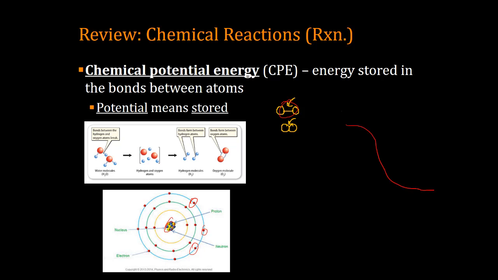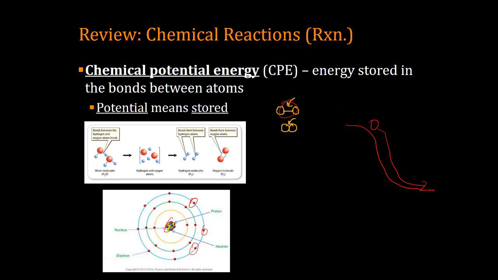Just like if there's a rock on the top of a hill, it wants to roll down that hill because gravity's pulling on it. Well, if there's an electron on the outside of an atom, that atom is going to be attracted to a nucleus because there are protons over there, so opposite charges attract.